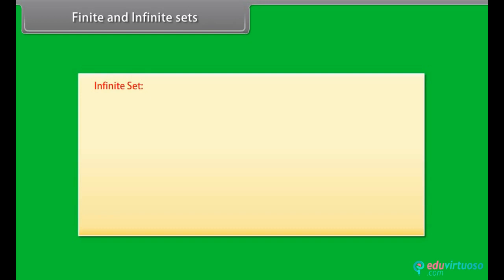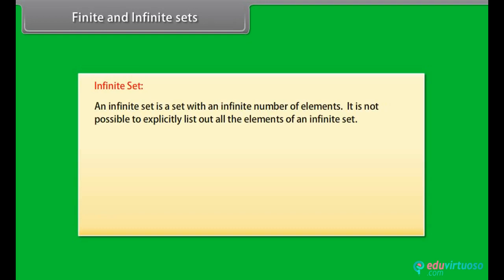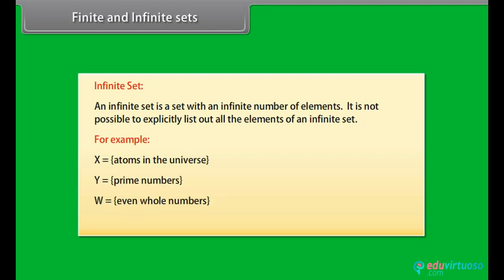Infinite set. An infinite set is a set with an infinite number of elements. It is not possible to explicitly list out all the elements of an infinite set. For example, X is the set of atoms in the universe, Y is the set of prime numbers, and W is the set of even whole numbers, are infinite sets.